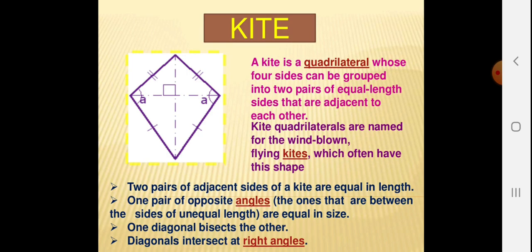One pair of opposite angles are equal in size. You can see here A is equal to E. One diagonal bisects the other. Diagonals intersect at right angles.